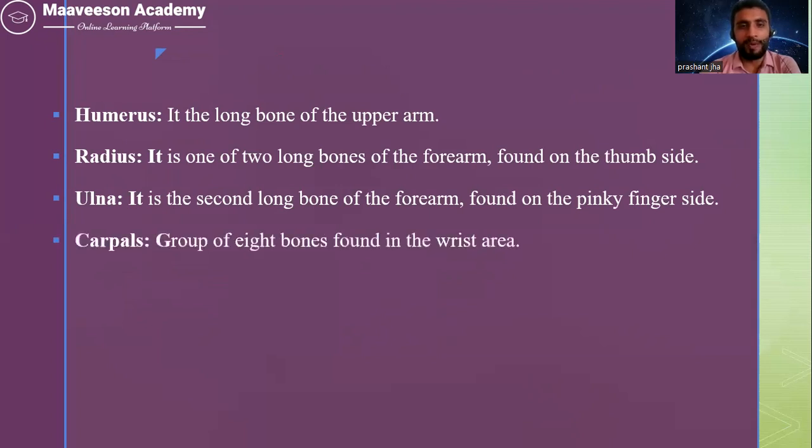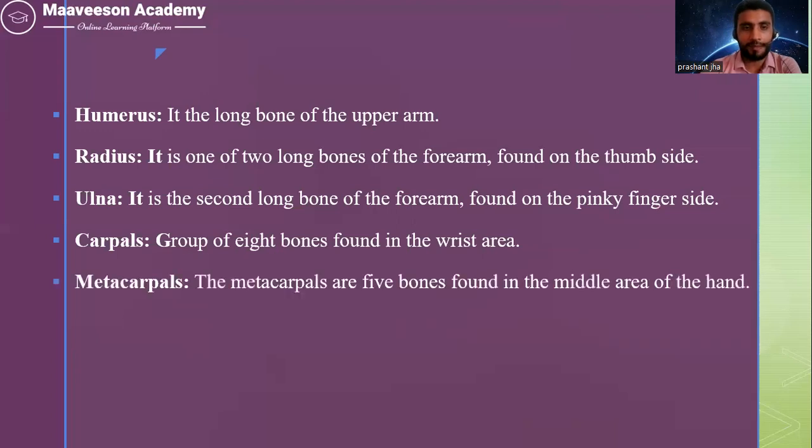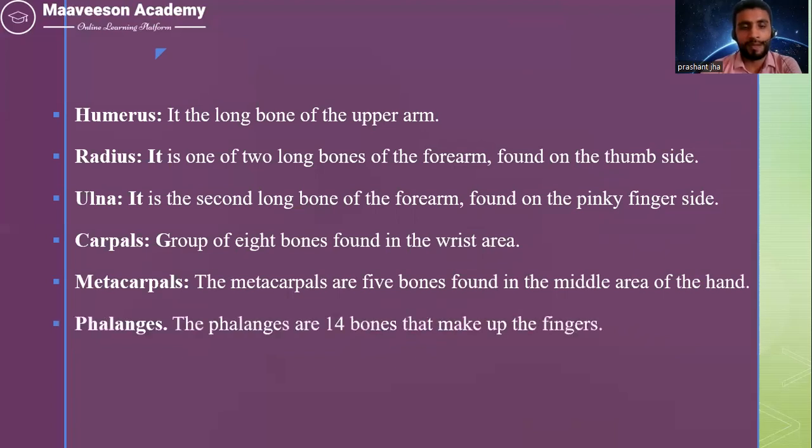Carpals, it is a group of 8 bones that is found in the wrist, and it's also known as the wrist bone. Metacarpals, the metacarpals are 5 bones found in the middle area of the hand after the carpal bone. Phalanges, the phalanges are 14 bones that make up the fingers.